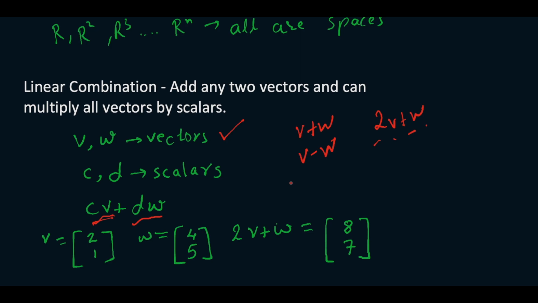Similarly we can have more other vectors. For example, if we have vectors like v1, v2, v3, then the linear combination will be a times v1 plus b times v2 plus c times v3, where a, b, c can be any real numbers. Consider the example here. Here v is our vector (2, 1), w is (4, 5). So 2v plus w is 2 times vector v plus w, which gives us (8, 7). So (8, 7) is a linear combination of v and w.